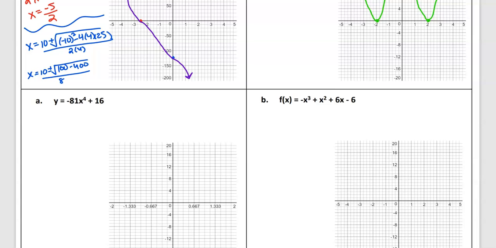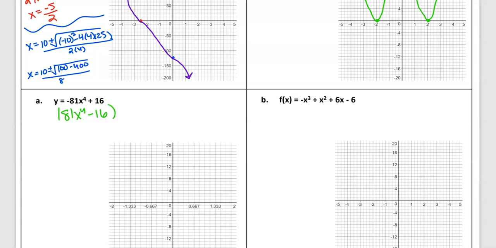Y equals negative 81x to the 4th plus 16. Lots of fun factoring coming back for you. Can you divide this by negative 1? If I divide by negative 1, it becomes what? 81x to the 4th minus 16? Is that a difference of squares?